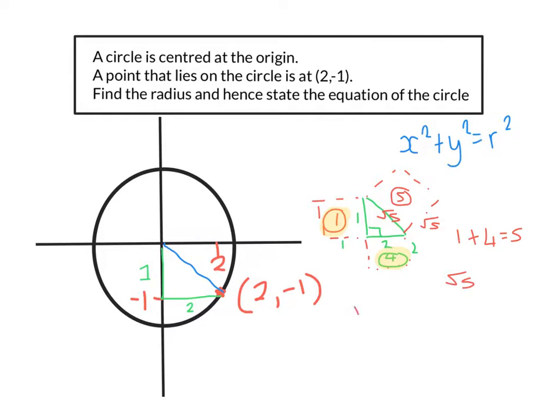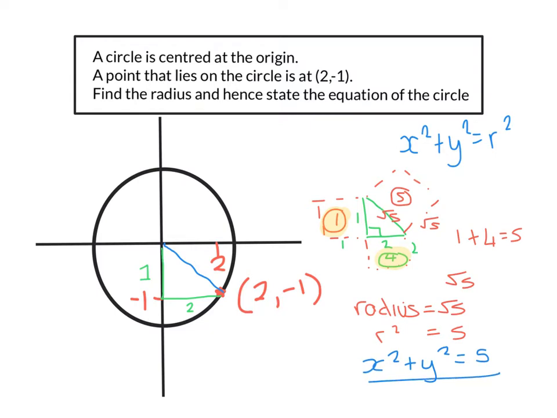So my radius for this circle is the square root of 5. But if I look back at the equation of a circle, I actually want r squared, which brings us back to r squared being root 5 squared, which is just 5. Root 5 times root 5 is 5. So that means that my whole equation for the circle is x squared plus y squared is 5.